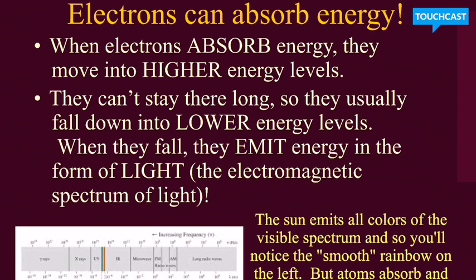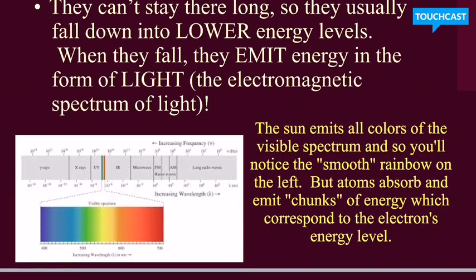But they can't stay there very long, so they usually fall back down into lower energy levels. And when they fall back down, they will emit energy in the form of light. And so what's interesting is that the sun emits all colors of the visible spectrum. And so in this example here in the picture, do you see how it looks like a smooth rainbow?